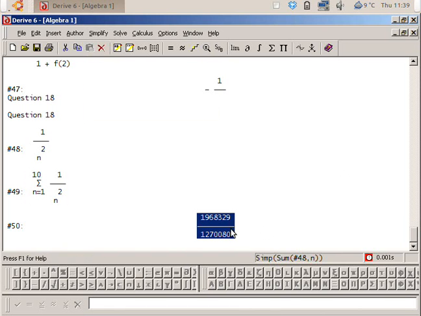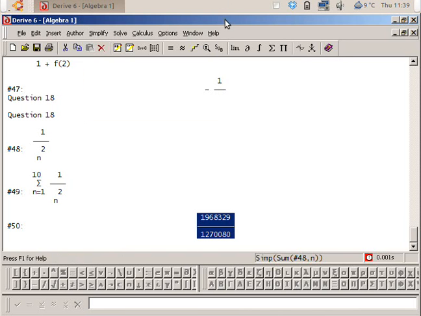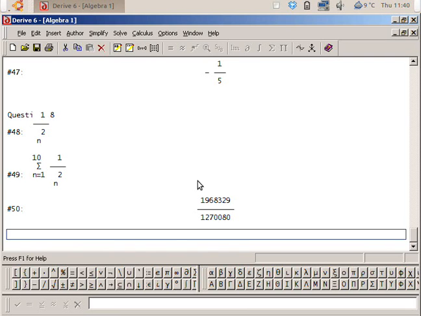So how do I do it again? Should I go simplify approximate? Yes? Okay. Insert. You use the same thing for decimal digits, right? Digits of precision, yeah.